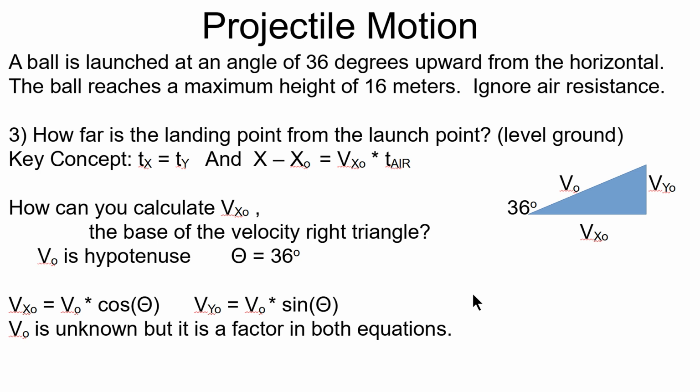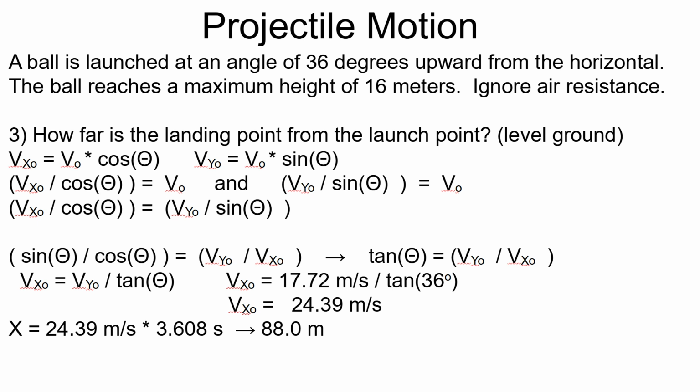Will give us Vy naught. So we don't know V naught, but let's write out those two expressions here: how we calculate the x component of velocity, how we calculate the y component of velocity. Again, V naught appears in both of these equations. So let's solve both of these for V naught.